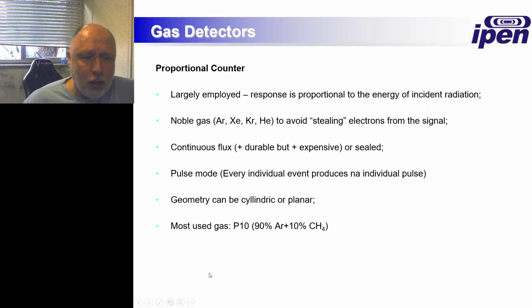So the most used gas, we call it P10, is argon with a bit of methane. The methane has an important thing. It just avoids the detector from oversaturating.